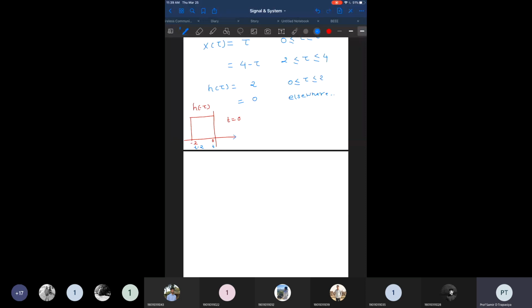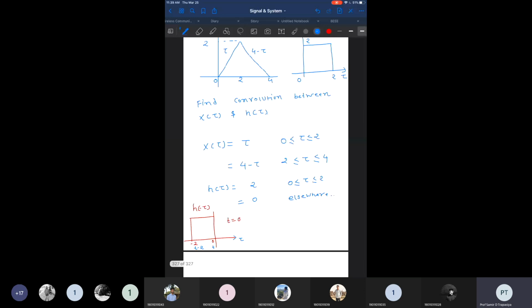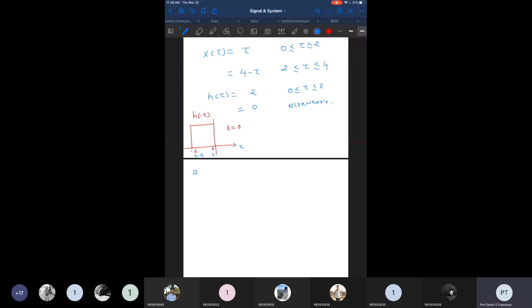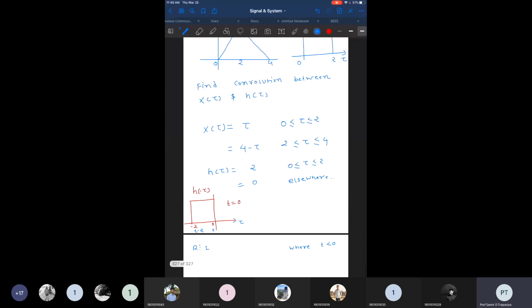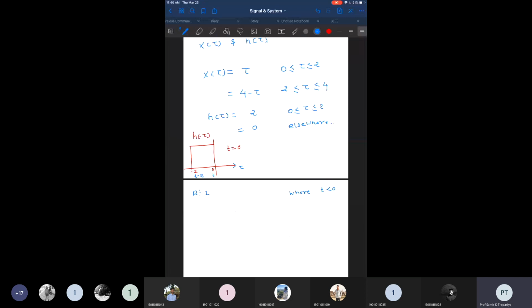And this domain is a domain tau. Now the first portion we are going to start when t is less than 0. Okay, so we can write here region number 1, when the shifting amount is less than 0, meaning negative shifting. Here we don't require a negative shifting, because the first end of h of minus tau is at 0, and the signal x of tau is starting from 0. So if we apply shifting t greater than 0, then overlapping will start from the first point. So we don't need to shift it to the left side as we did in the earlier example.